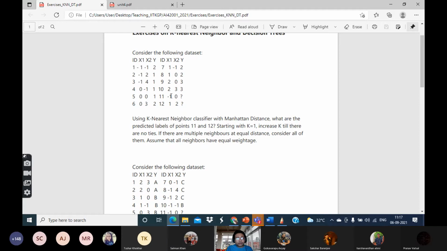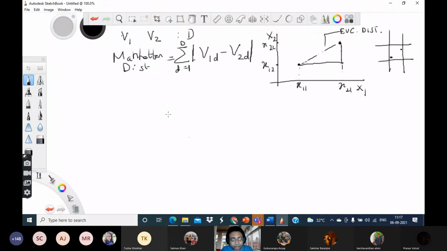So these two are equal, so their difference is 0. Here the difference between these two is 1. I add them up, 0 plus 1 equal to 1, so this distance is 1. So let's write down here, say point number 11 I am doing. So let me write down the distance to all the points, 1, 2, 3, 4, 5, and so on. So for 1, the Manhattan distance has come to be 1.